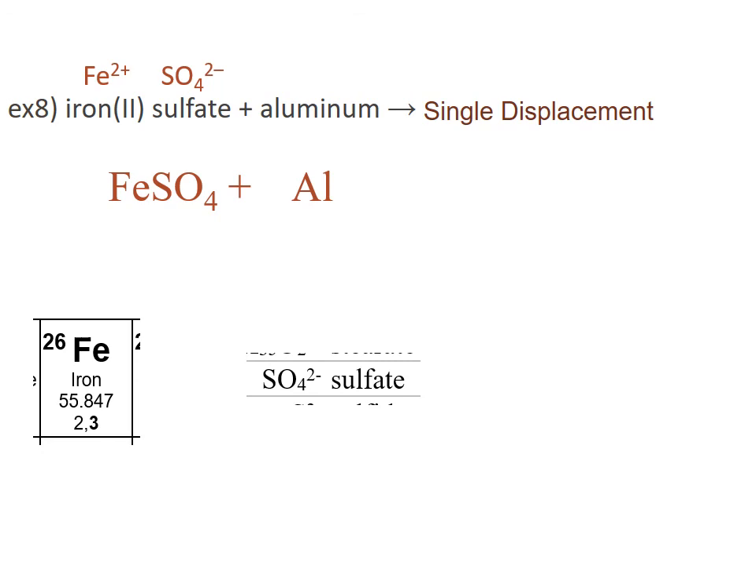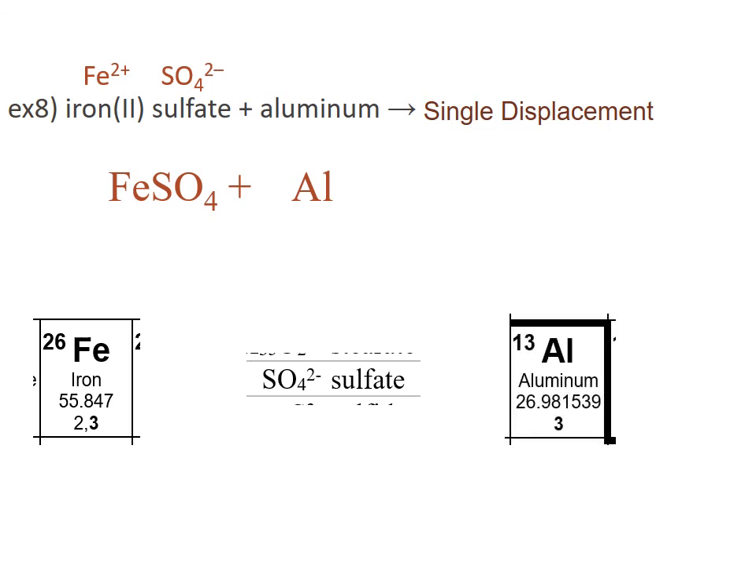Now this is single displacement, so that means the aluminum is either going to go with iron 2 or with sulfate. To determine who aluminum is going to go with, I have to look it up on the periodic table. And I see that aluminum is a metal, and it takes a plus 3 charge when it takes a charge. So that means positive always goes with negative. The aluminum will be going with the sulfate. Lowest common charge is 6. Positives are always written first. So to get a plus 6 charge, I would need 2 aluminums. And to get a minus 6 charge, I would need 3 sulfates.